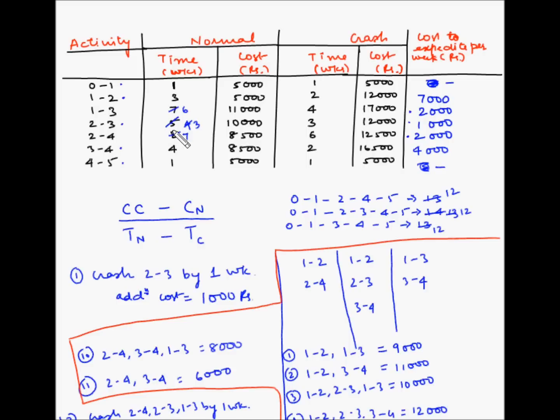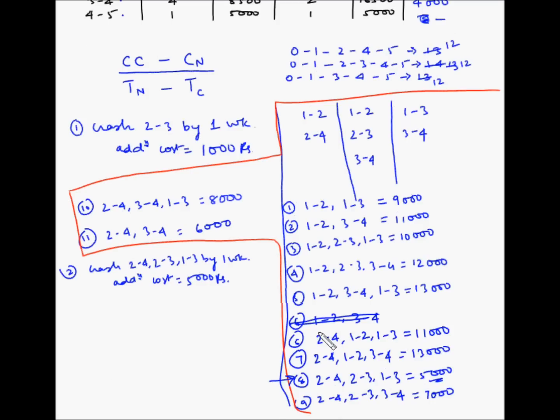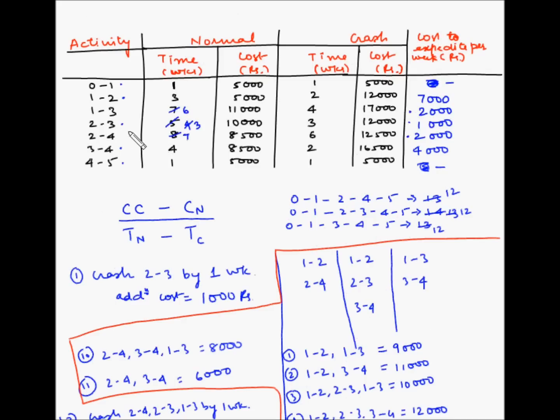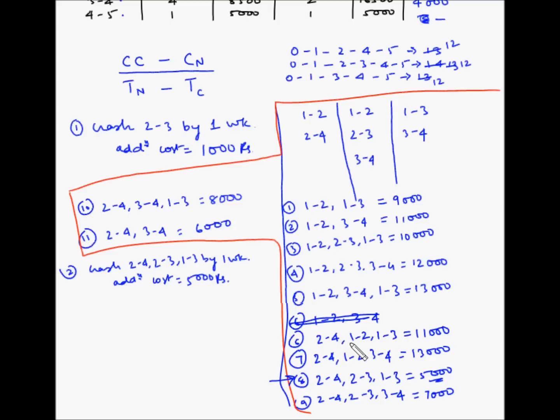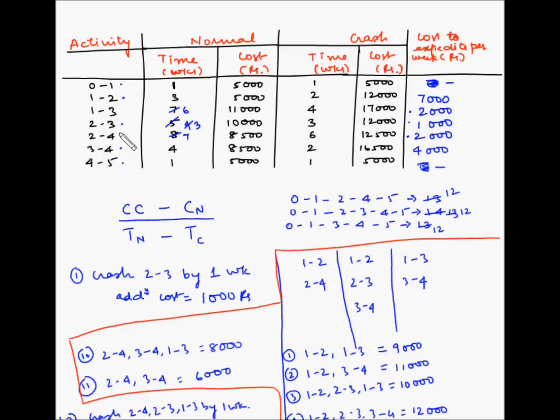Now one thing to note is that 2-3 has reached its maximum crashing possible, which is 3 weeks, the shortest duration possible for this activity. So it cannot be crashed further. So all the combinations which have the activity 2-3 are now no longer valid and cannot be crashed. So let's cross off all the combinations which have activity 2-3.